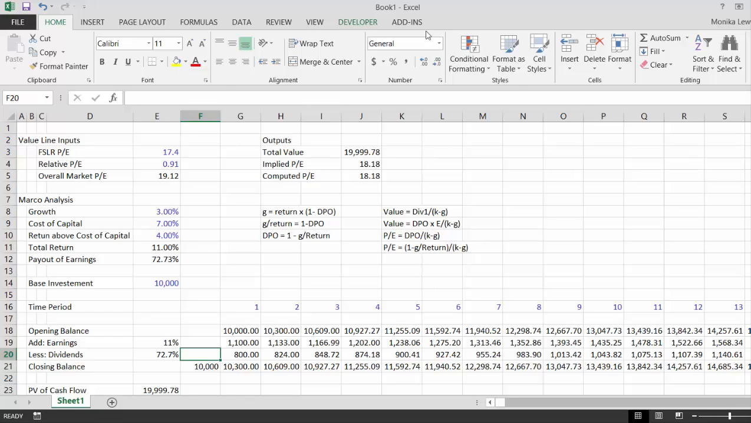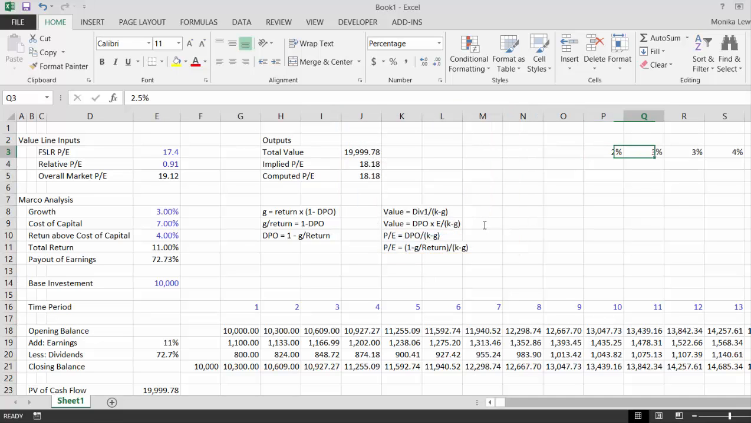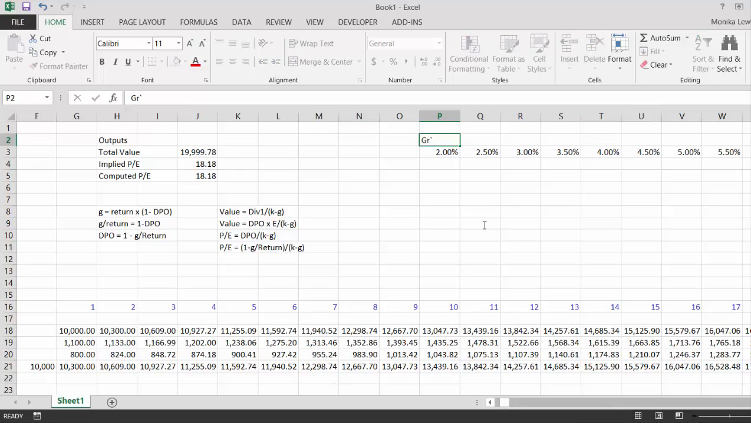So the first thing to do is make a data table, and let's see just how sensitive this whole thing is to growth and cost of capital. So let's put 1% growth. Well, that's too low. Let's say this is nominal growth. So Alt EIS, and let's put a step value of 0.5% and go up to 6%. How's that? Okay. And Shift Control P, and so this is the growth rate.